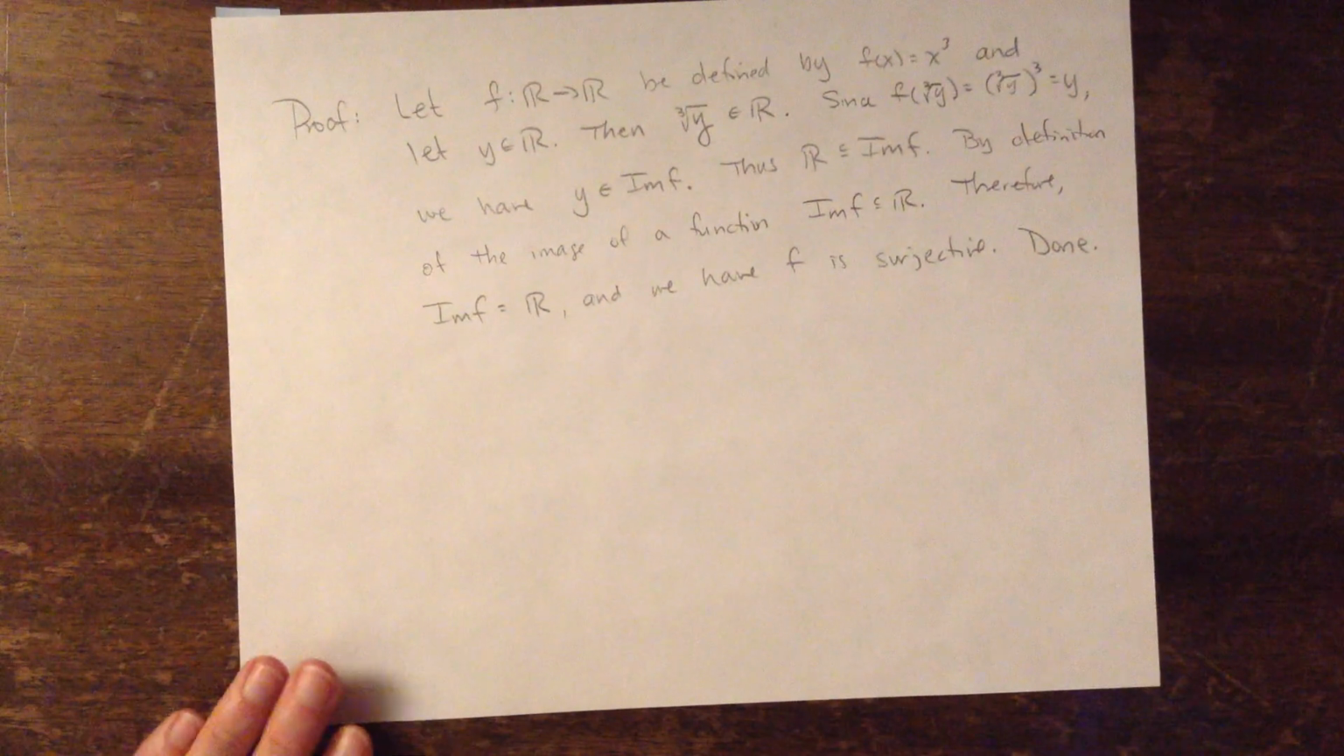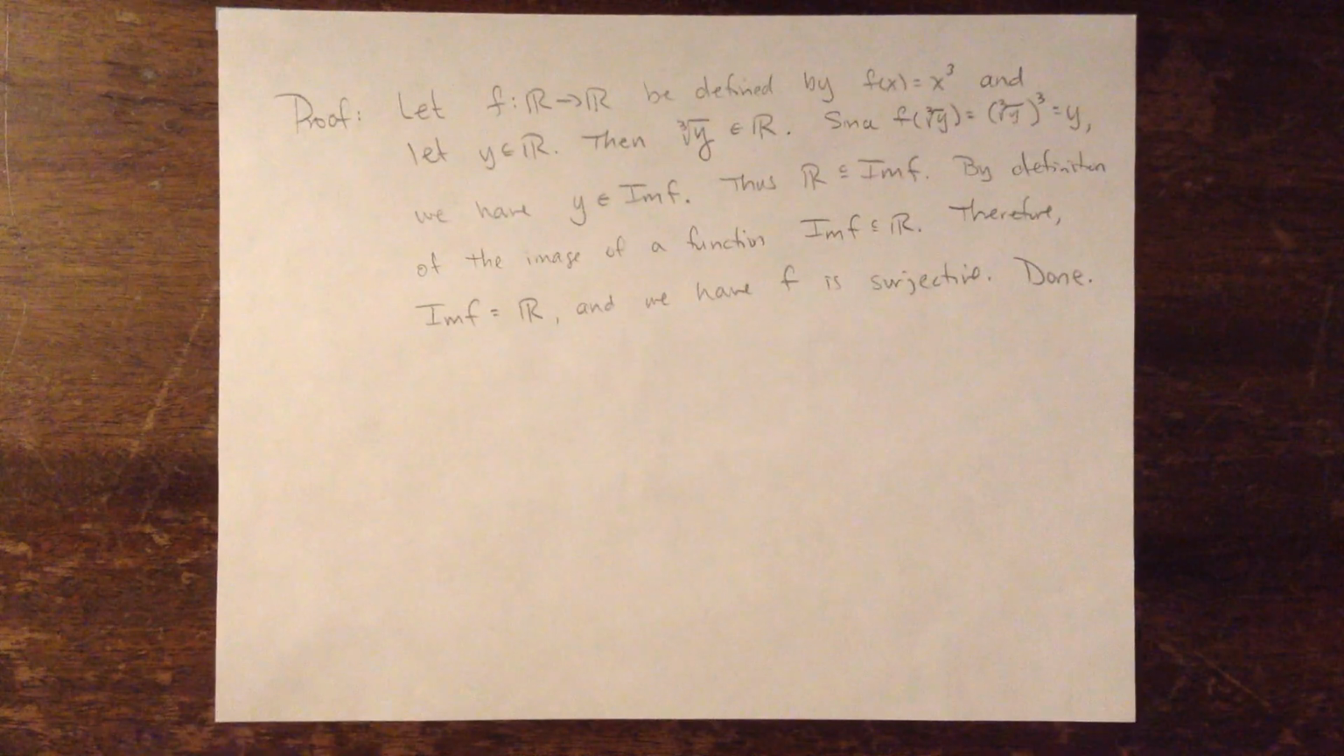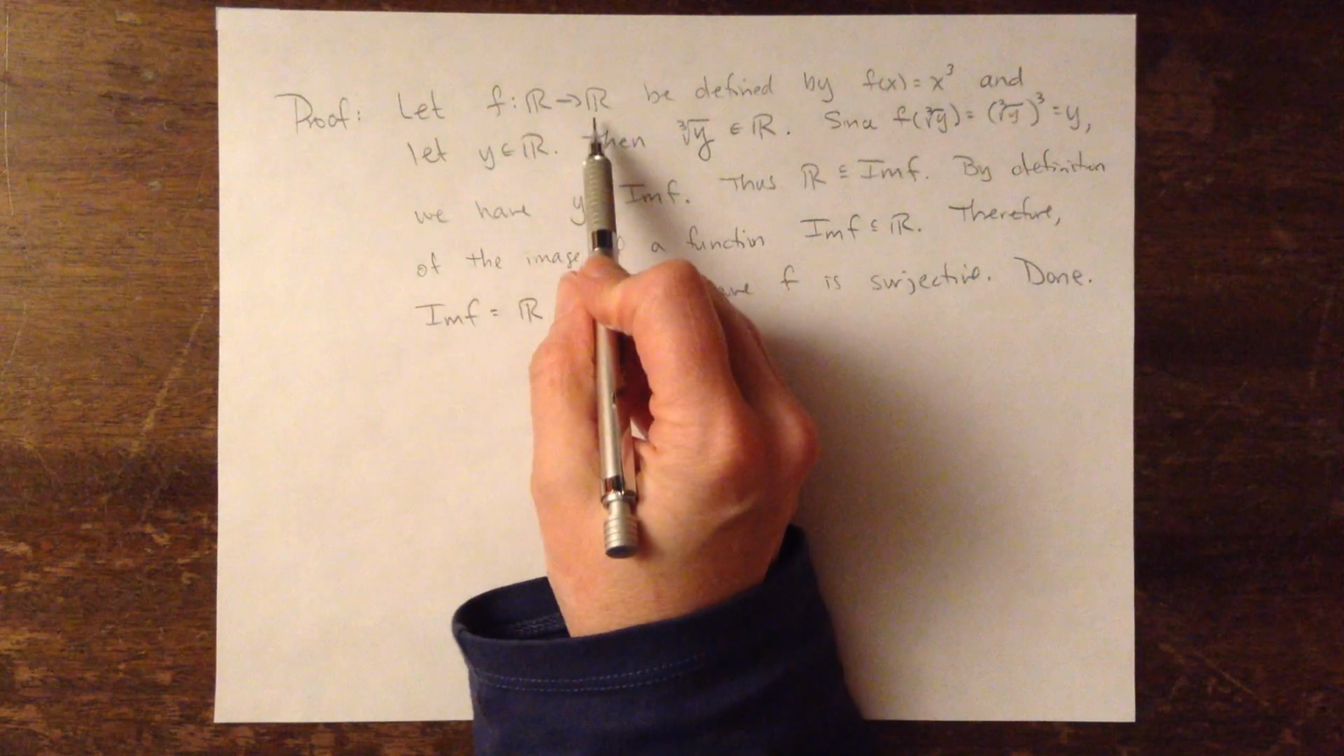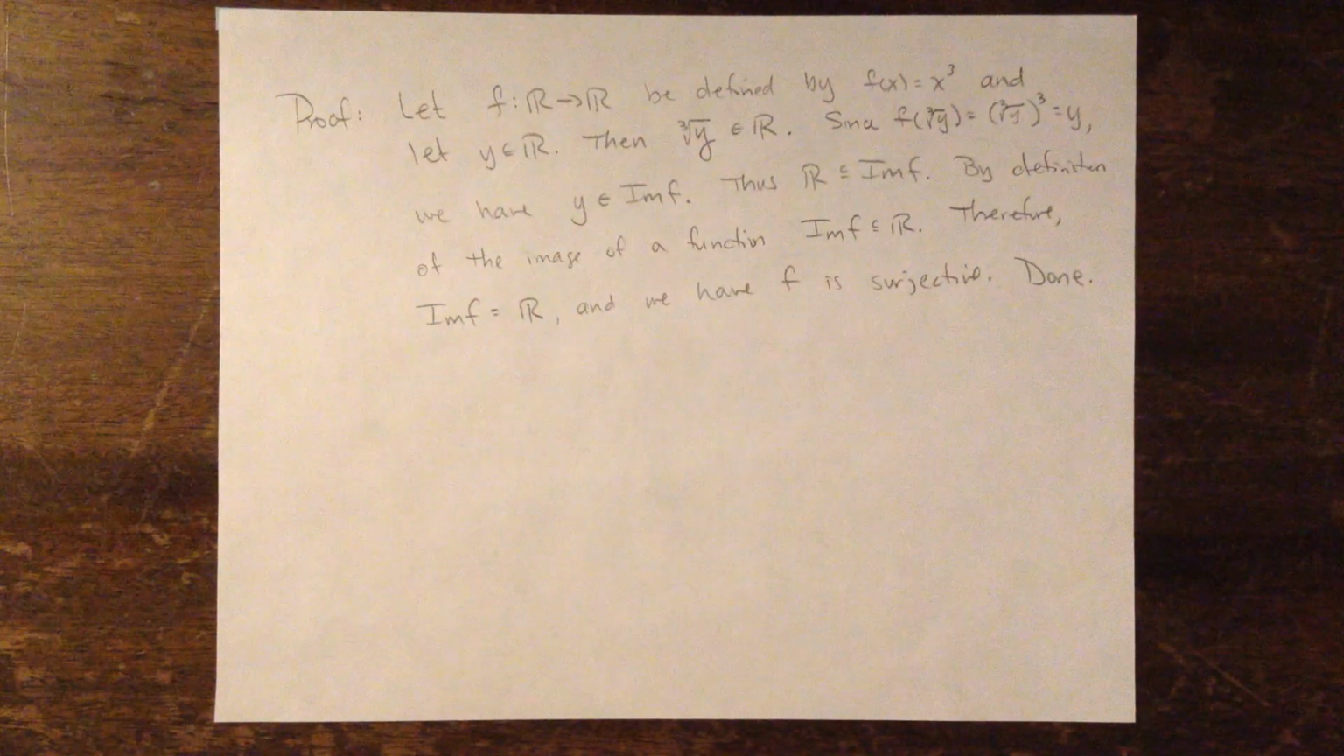So that's an example of a proof that a function is surjective, and that's in general how they'll work. If you need to prove that a function is not surjective, which we already did in the previous video, you just have to find an element in the codomain that doesn't have anything sent to it from the domain. Okay, very good.